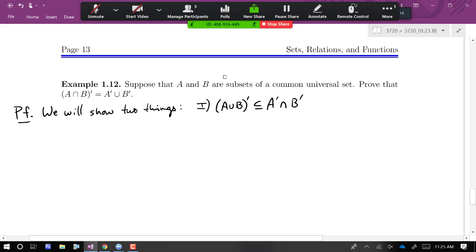Oh, whoops. Hold on. I just got that backwards. This is the other De Morgan's property that we're going to be showing. It's the complement of A intersect B equal to A complement union B complement. Okay. So that's one thing we're going to show, and then we're going to turn it around and show that A complement union B complement is contained in the complement of A intersect B.